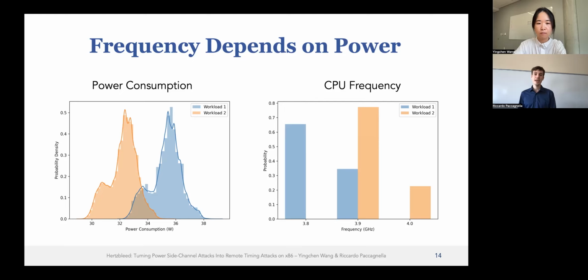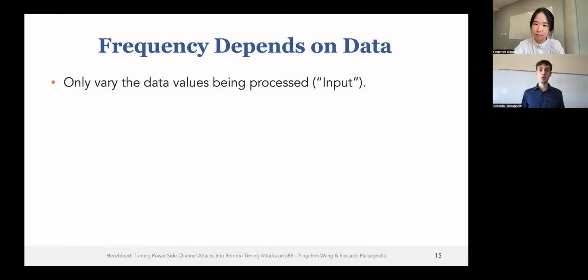And this is an important observation because, as we will see, it allows to turn power side-channel attacks into timing attacks. Now, power side-channel attacks have been known for a long time. And over the past 25 years, one thing that we have learned is that power side channels allow to infer very small changes in a program's execution, as I said earlier, such as changes in the data being computed on. So it's natural to ask the question, does this frequency side channel also leak information about the data being computed on? And to answer this question, we constructed a constant time workload with a fixed set of instructions. And in this workload, we only change the data values being computed on, namely the input.